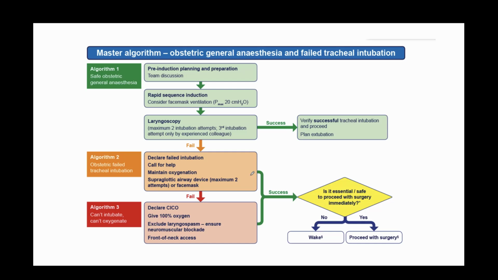So, this is the DAS master algorithm for obstetric general anesthesia and failed tracheal intubation. Algorithm A is safe obstetric general anesthesia. So, pre-induction planning and preparation, team discussion. Then you proceed to rapid sequence induction. Consider face mask ventilation, as we mentioned, and then proceed with the laryngoscopy. Try a maximum of two intubation attempts. The third should be attempted by the most experienced colleague. If successful, verify tracheal intubation and proceed, and then plan for maintenance and extubation.